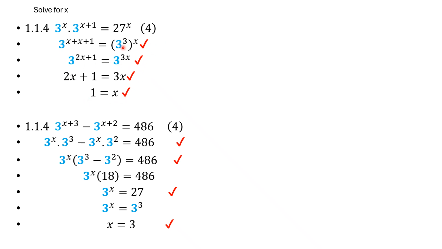So 1 mark there for 27 becoming 3 to the power 3 and adding the exponents. Another mark there for simplification. 1 mark for dropping the bases and 1 for the final answer.